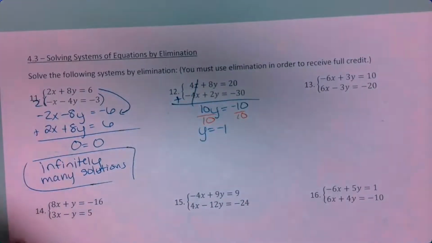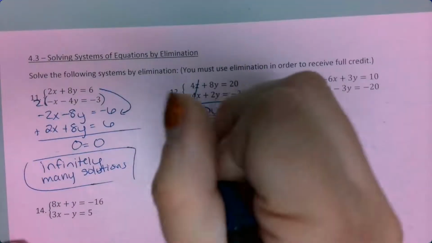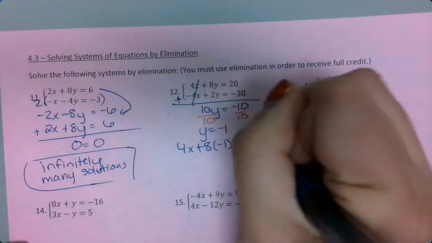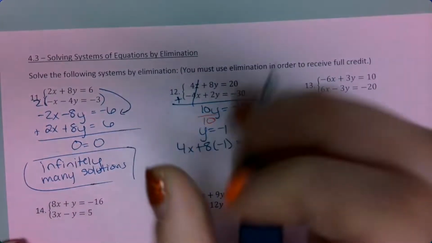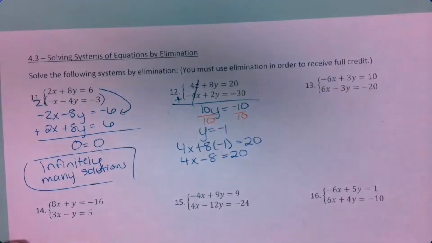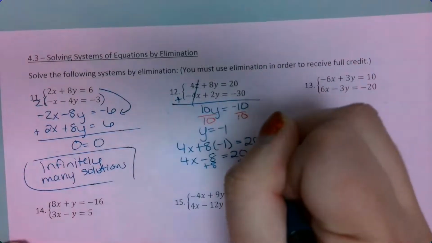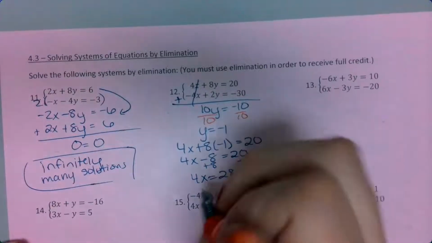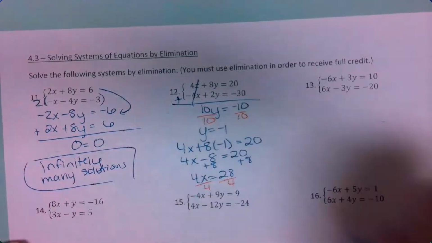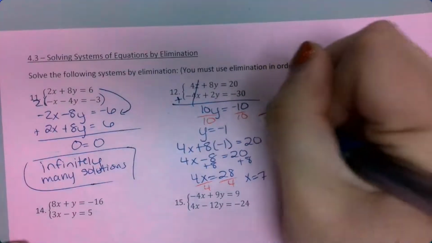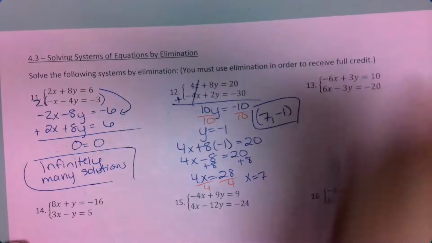I can pick which equation I'm going to plug into. I'm just going to pick the top. So I have 4x plus 8 times negative 1 equals 20. 8 times negative 1 is negative 8. I'm going to add 8 to both sides. I get 4x equals 28. I'm going to go ahead and divide both sides by 4. This gets me x equals 7. So my answer here is 7, negative 1.